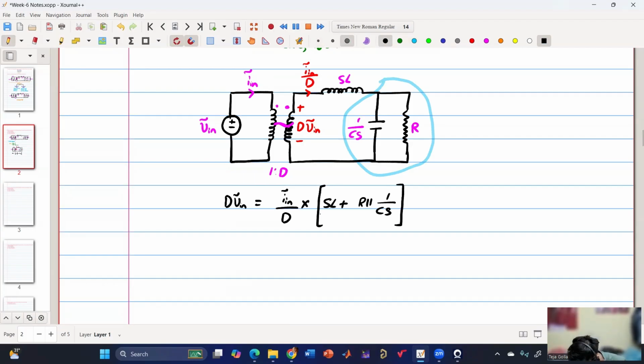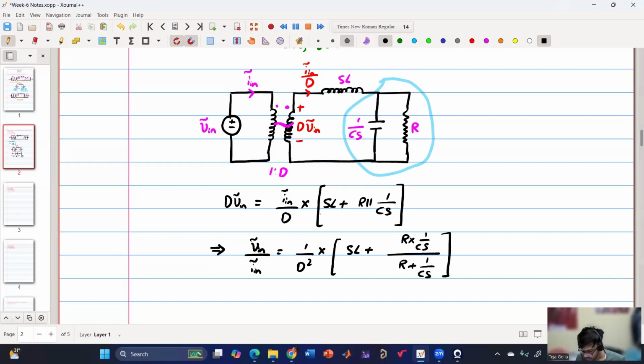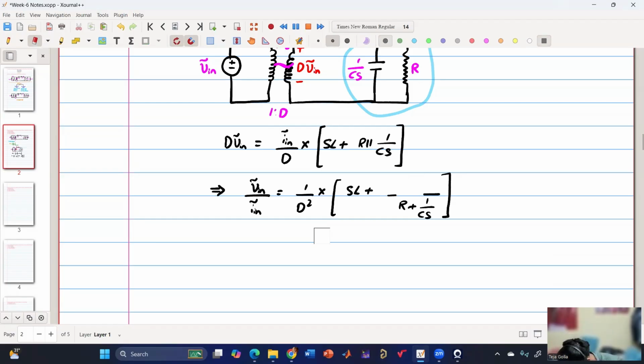Now if we simplify further, we will get V in tilde by I in tilde equal to 1 by D square into SL plus R into 1 by CS by R plus 1 by CS. Right? If I multiply by CS on numerator and denominator, I will get R by 1 plus SRC.